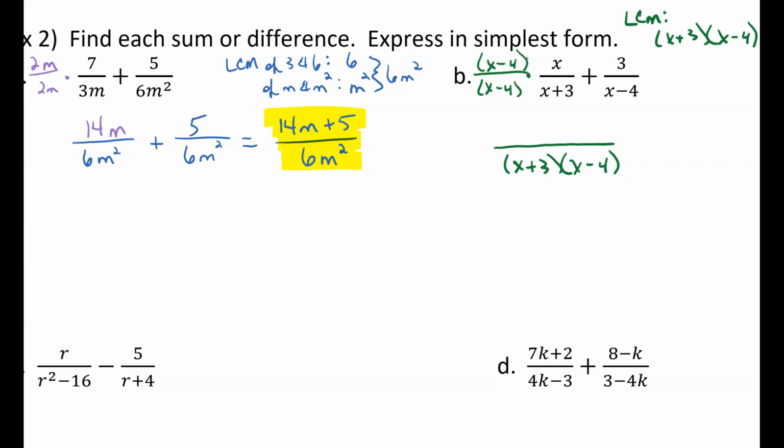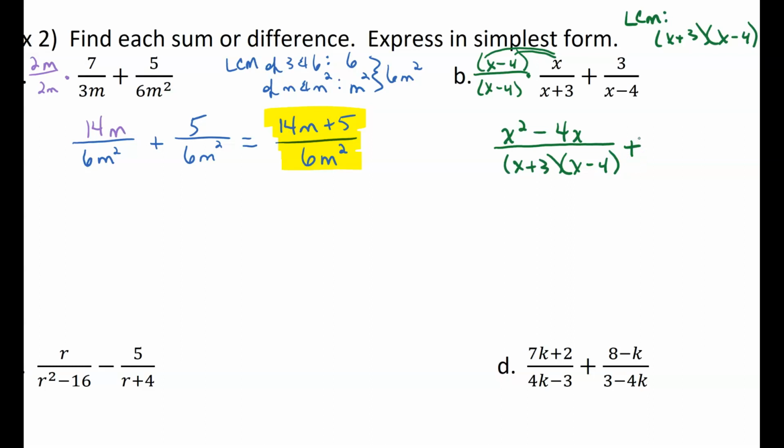Okay. Now, in the next step, once the denominators are alike, the numerators we have to simplify, which means we've got to get everything outside of the parentheses so that we can collect like terms. So I'm going to go ahead and do that in this step here. I have x times x is x squared, and then negative 4 times x is minus 4x. All right.